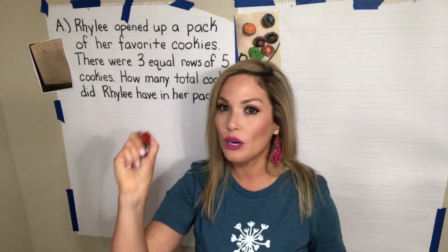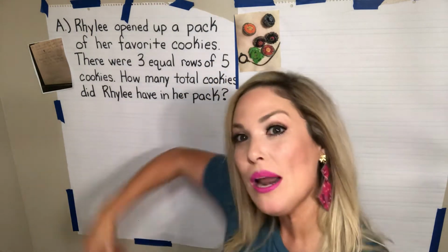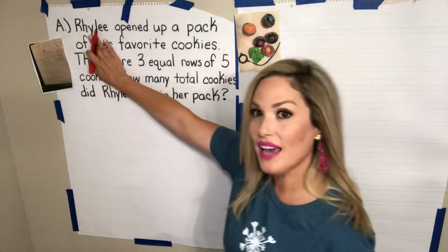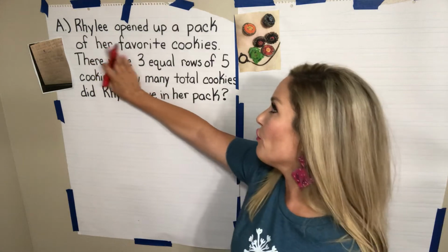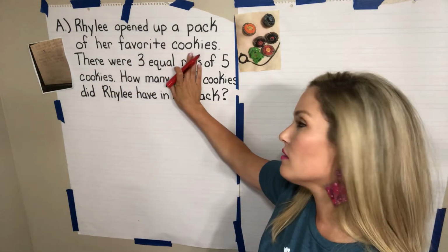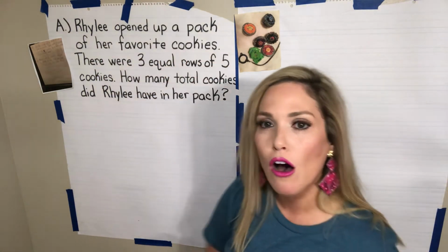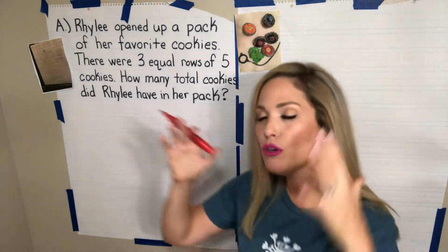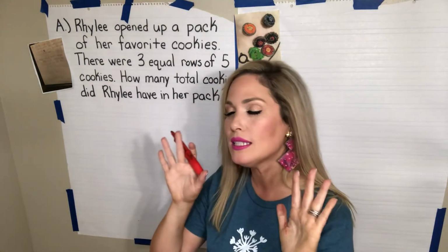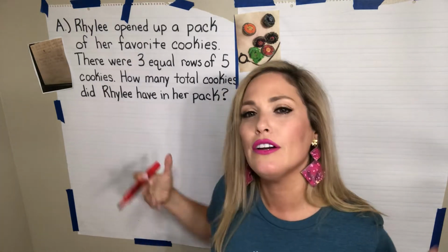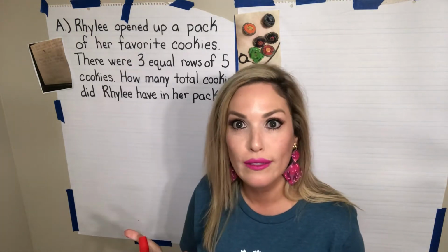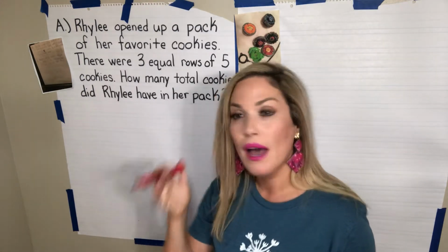This time, you're going to pick up your pencil, write your key information. I'm going to circle my key information up here. You ready? Read. Rhylee opened up a pack of her favorite cookies. Stop at my period like I always do. I start making my mind movie. Picture in your head, I see Miss Smith over there, and she's opening up her favorite batch of cookies. Is there anything necessarily that I need to circle in this one? No, but it was a good mind movie I made.